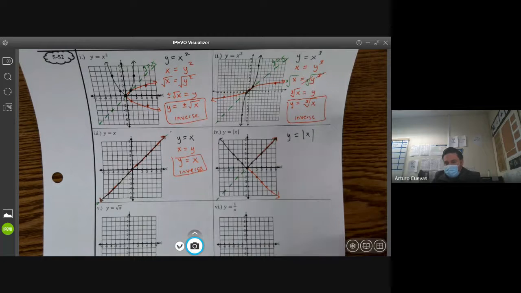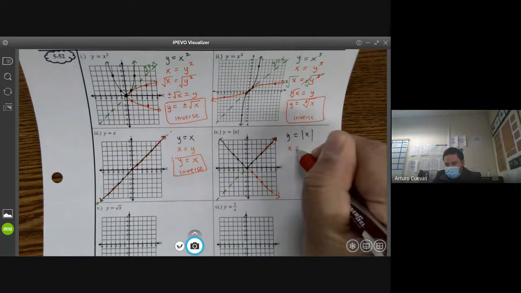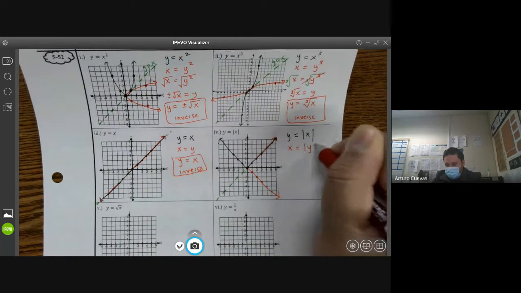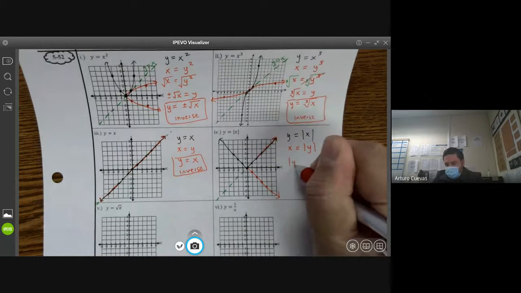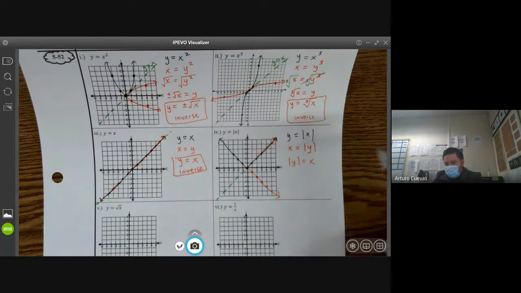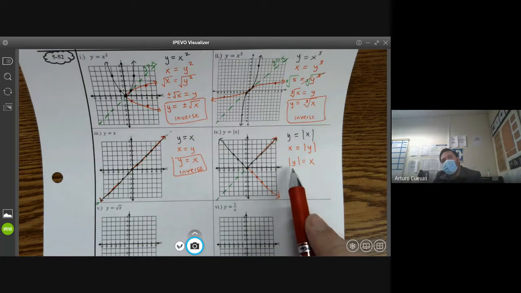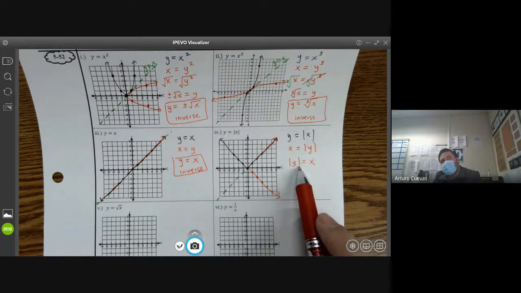Yep. Flip the x's and the y's. I want more people participating, please. So like this, x equals absolute value of y. So the absolute value of y equals x. And we haven't really learned how to get rid of an absolute value.